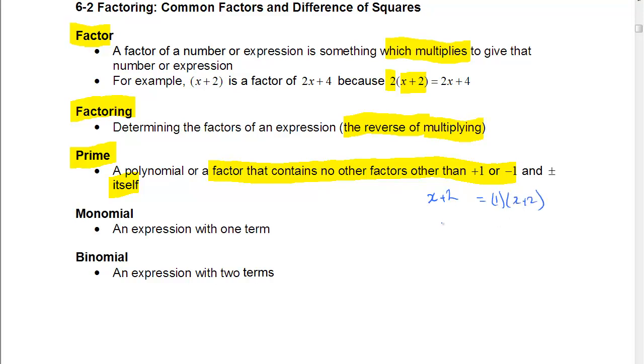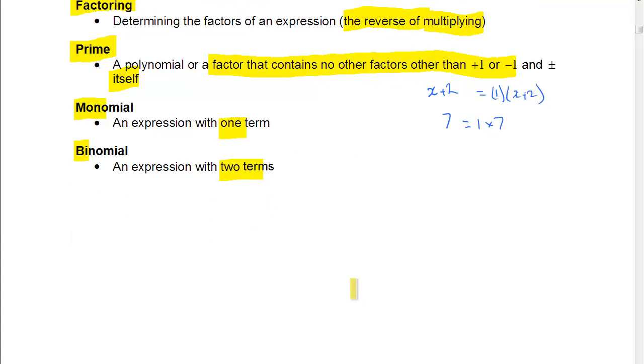For numbers, prime numbers are numbers like 7, which is just 1 times 7. There's no other way to multiply to get 7. So that's prime. Monomial we've looked at, that means an expression with one term. Mono means 1. Binomial, bi, means 2 terms, so x plus 2 from above. And so those are some terms we've already seen. So let's move ahead now.